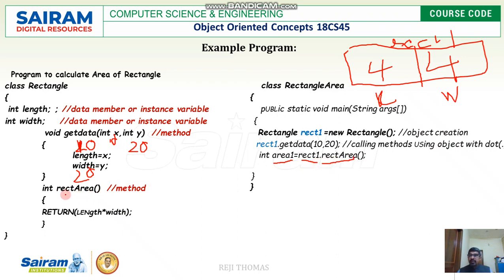So rect area is the one which is going to find the area of the rectangle. What happened? Return length into width. The length we assigned is 10, and width is going to be 20. So this value will be returned to this function. Now area one gets a value which is 200.